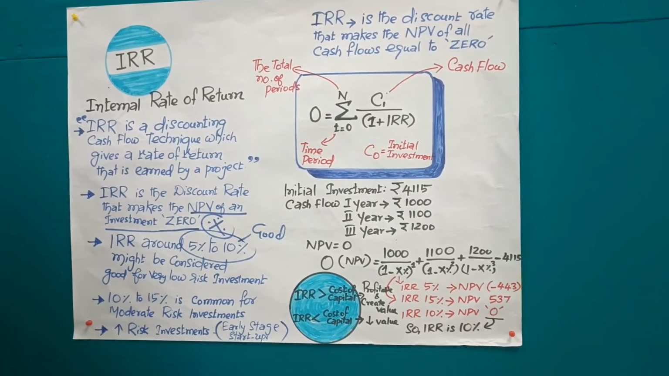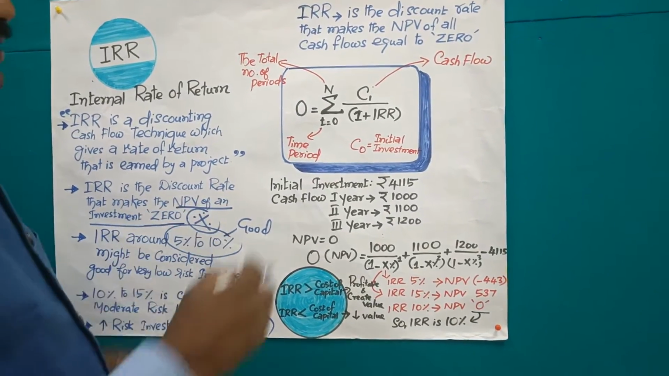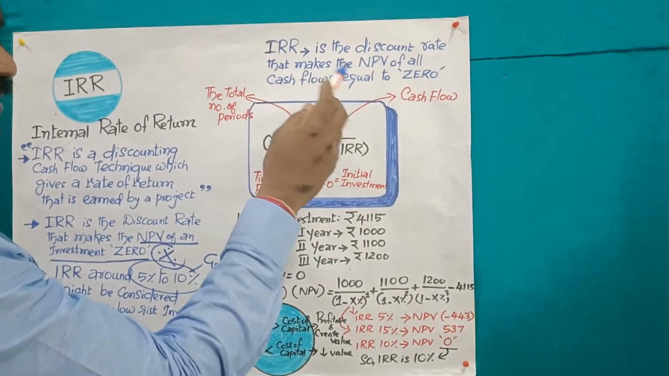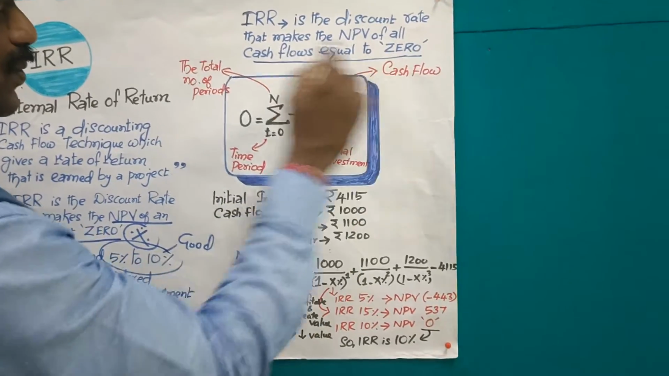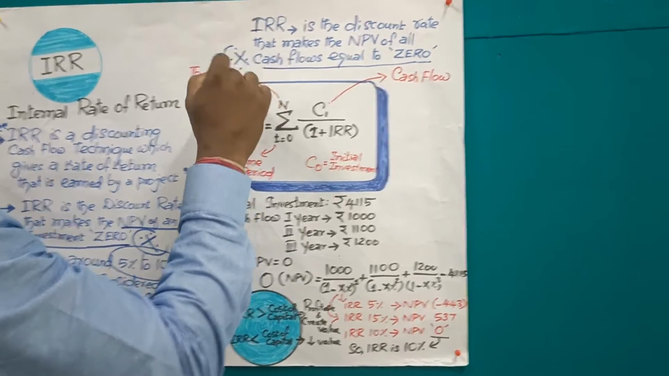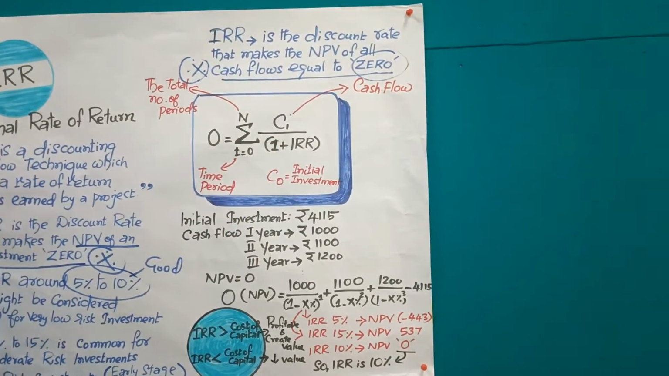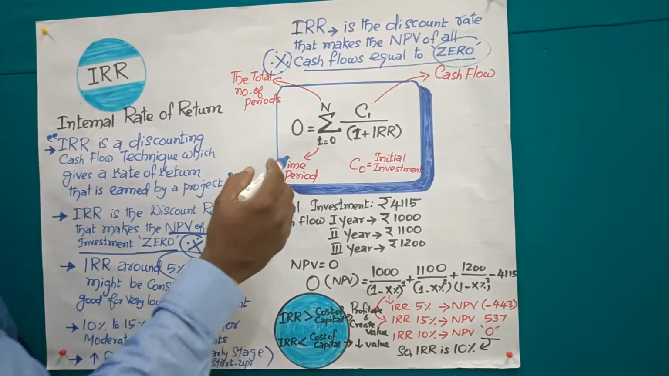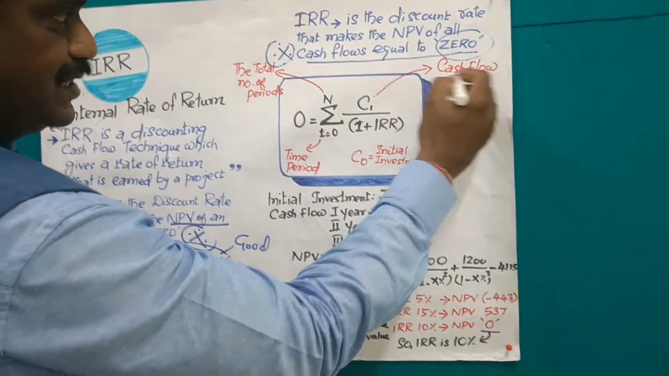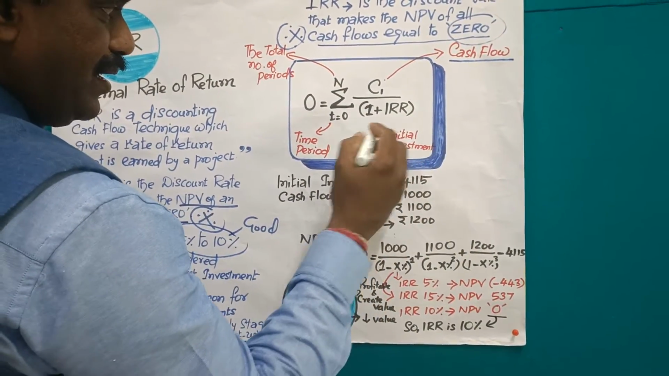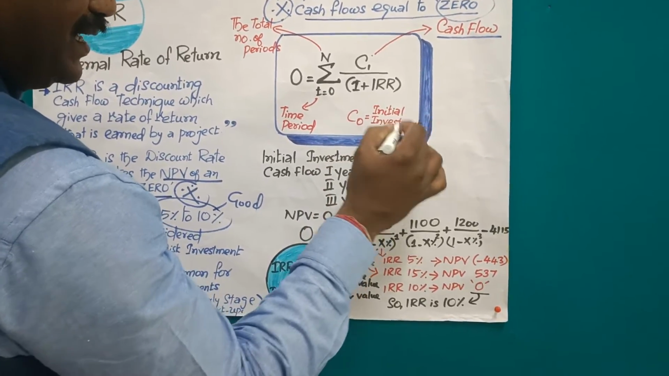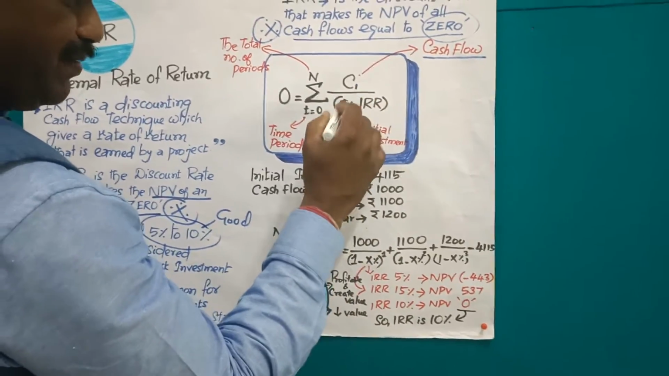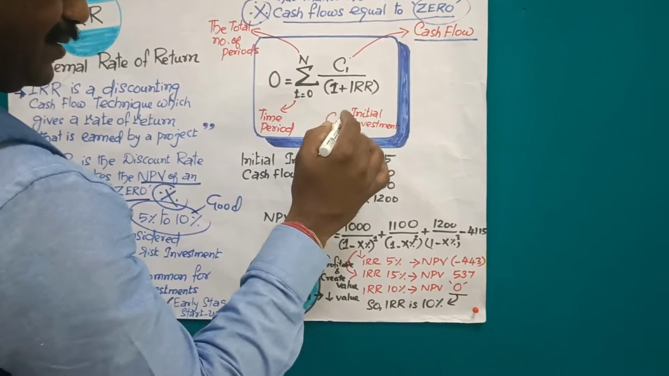Now come to the formula. As I already told you, IRR is the discount rate that makes the NPV of all cash flows equal to zero. This is very important, just remember the zero. Here you can see the formula: C1 is one cash flow, and C0 is the initial investment. C1 divided by 1 plus IRR.